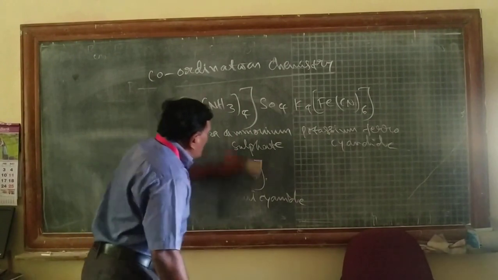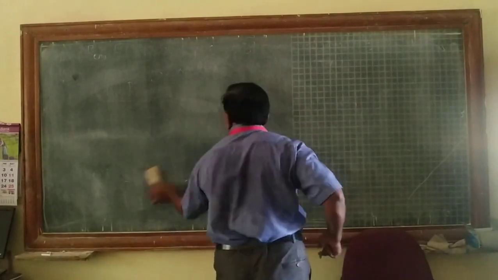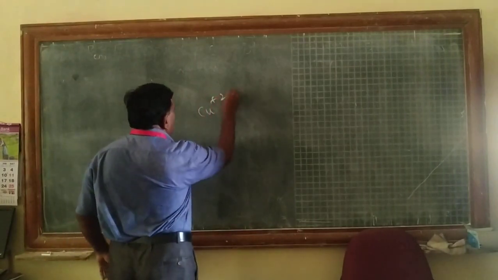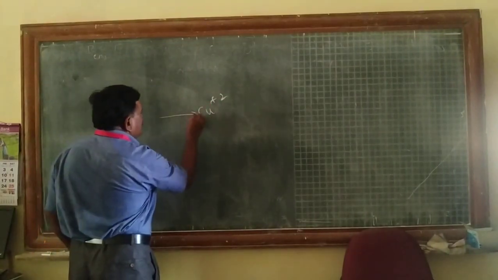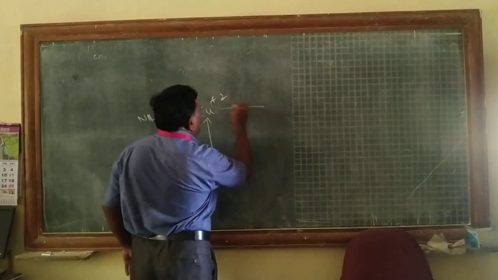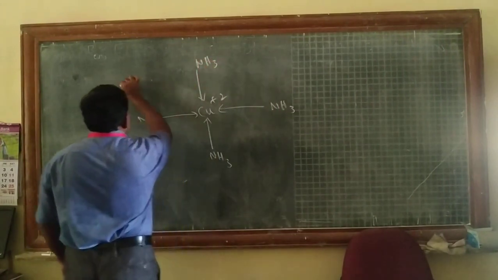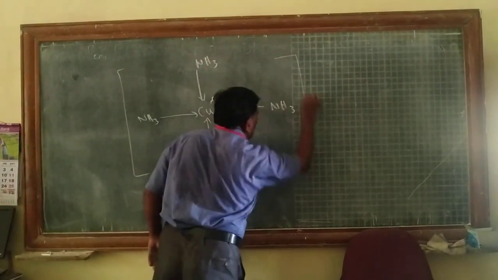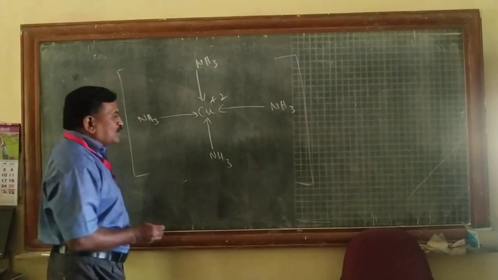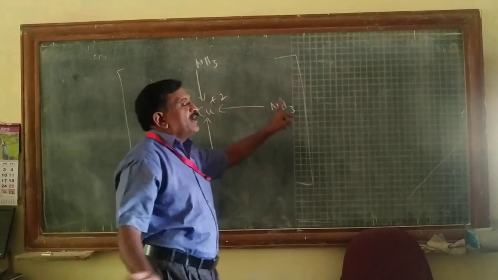Suppose we write the structure of cuproammonium sulfate. The central metal ion is Cu2+. The first ligand is NH3, the second ligand is NH3, the third ligand is NH3, and the fourth ligand is NH3. This is the structure of cuproammonium sulfate. All four ammonia molecules are ligands.